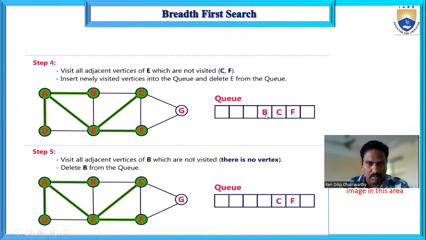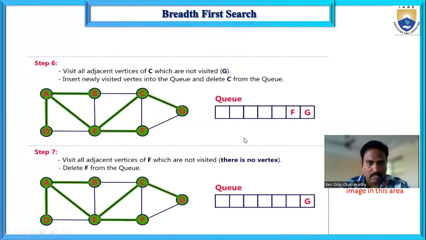B is removed, and the adjacent vertices of B are A, C, E, which are already completed. So nothing is to be added here. There is no vertex to add, so I simply remove B. Next, I am going to find the adjacent vertices of C. The adjacent vertices of C are F and G.